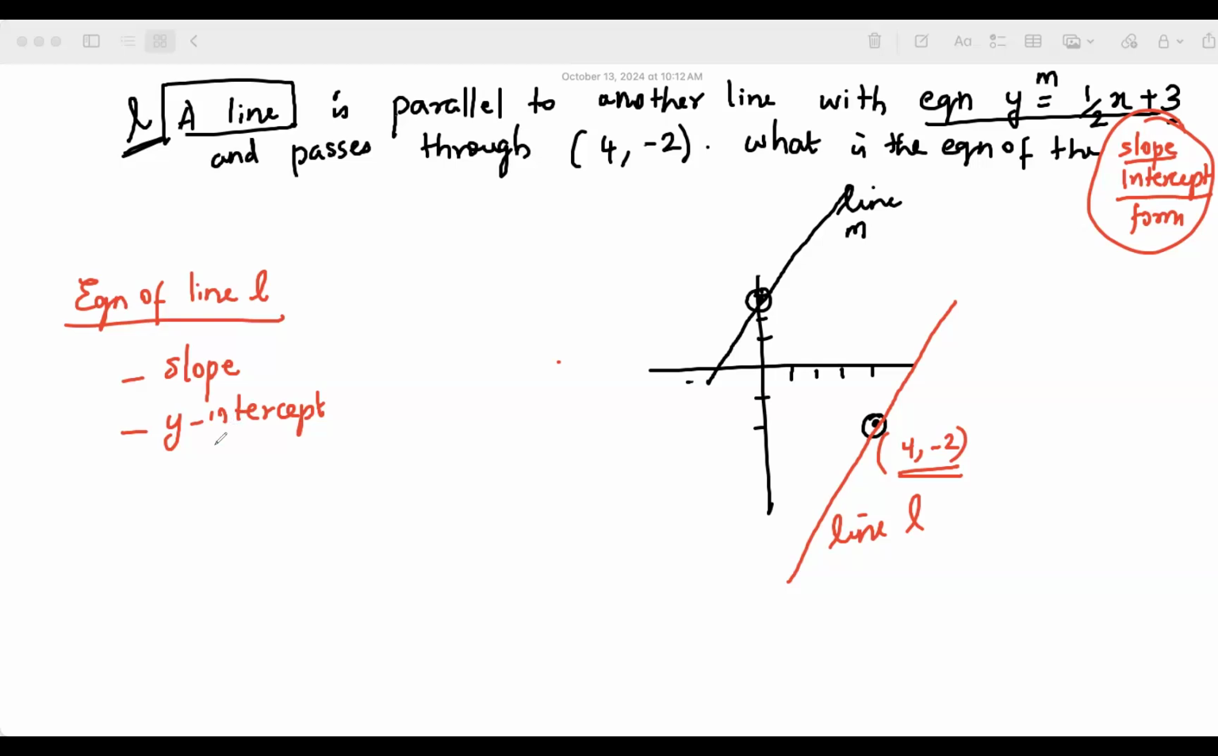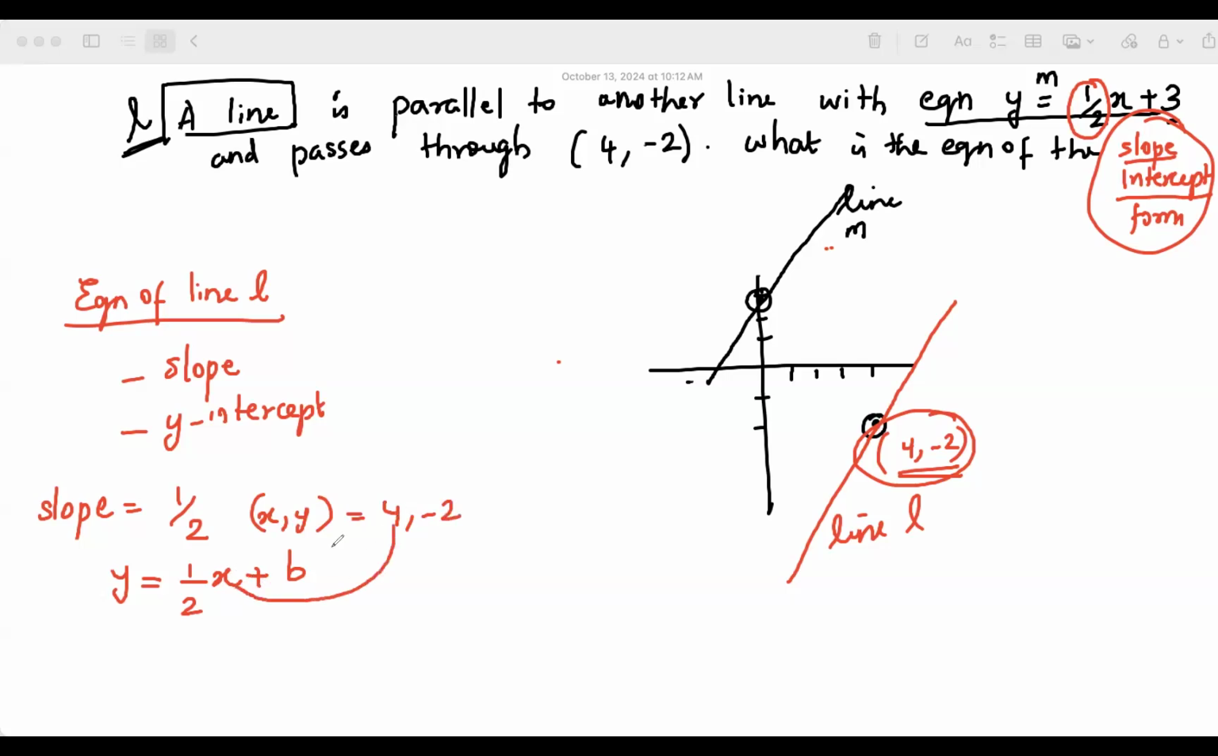But how to find them? Slope finding is easy. I know the parallel line's slope, so the slope of my line is also half. But I don't know the y-intercept of my line, so let me write the equation of line L as y equal to half x plus b. But I know a point through which it passes, 4 comma minus 2. Can I plug that in here? Rania, are you with me?